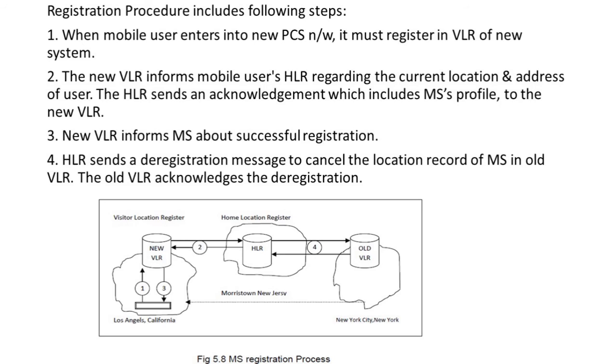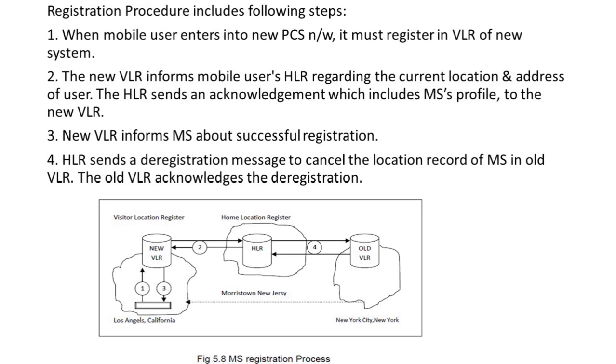Suppose you are moving from one location to another. Then this process will happen: your old VLR would be updated to the new VLR, and the old VLR will acknowledge the deregistration process to whom? To the HLR, that is your home location register. You can see this in the diagram.